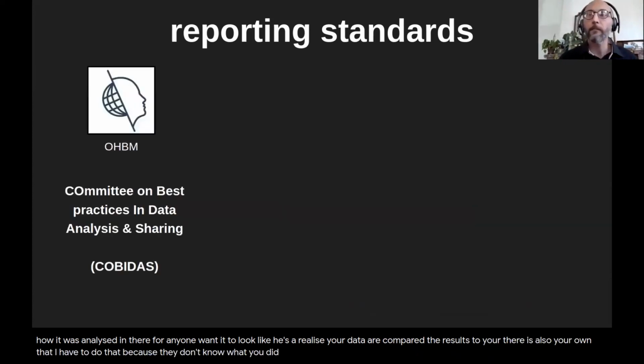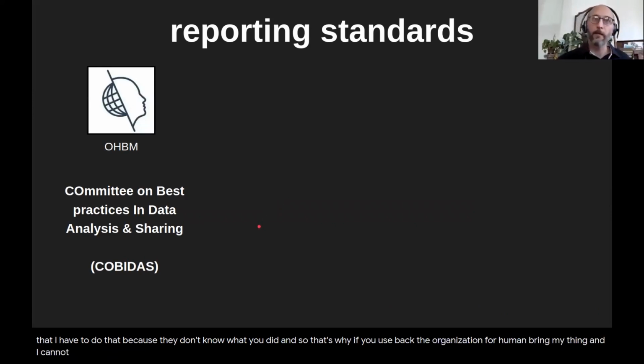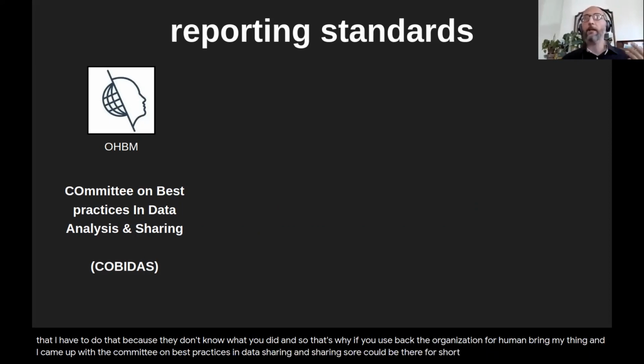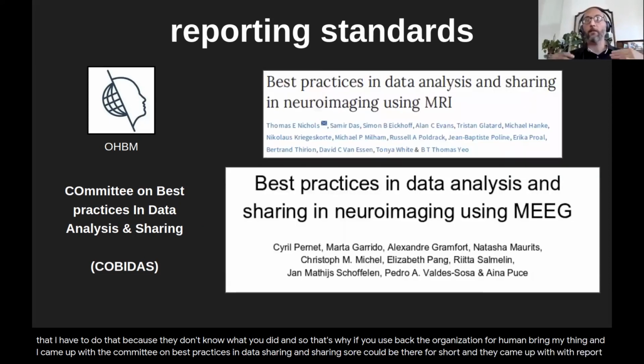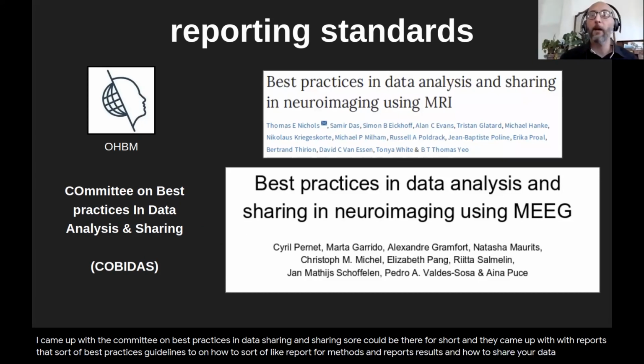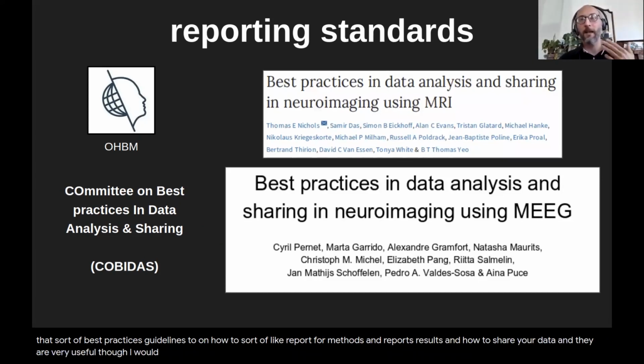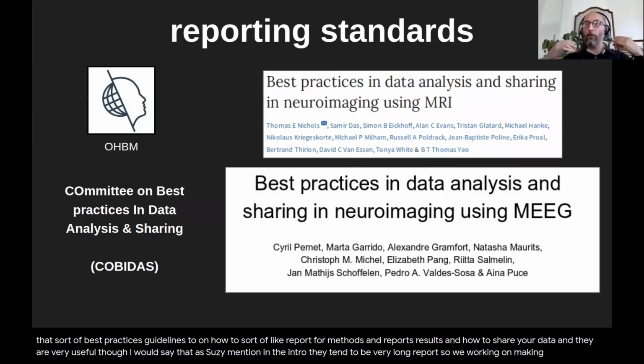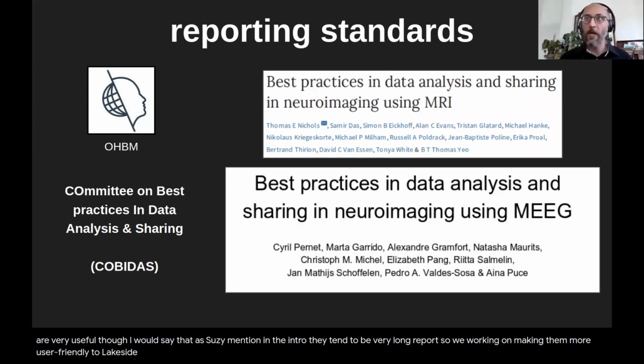And so that's why a few years back, the Organization for Human Brain Mapping came up with a committee on best practices in data analysis and sharing, or COBIDAS for short. They came up with reports that are best practices guidelines on how to report your methods and report your results and how to share your data. And they are very useful, though I would say that, as Susie mentioned in the intro, they tend to be very long reports. So we're working on making them more user-friendly through some web-based checklists.